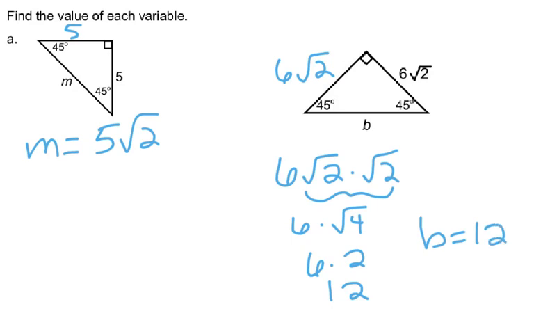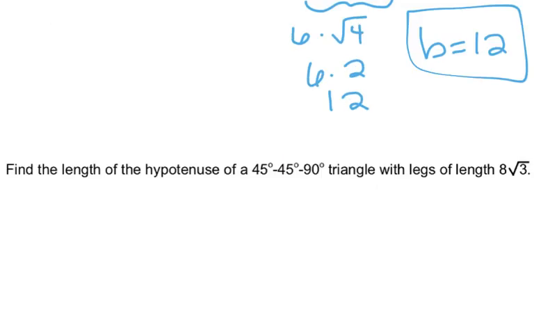So again, when the legs already have a root 2 in them, you still have to stick with the formula. You have to multiply that value by root 2. Again, that would be our hypotenuse. Okay, let's move on.